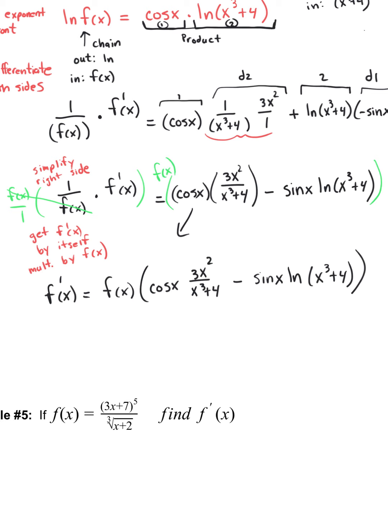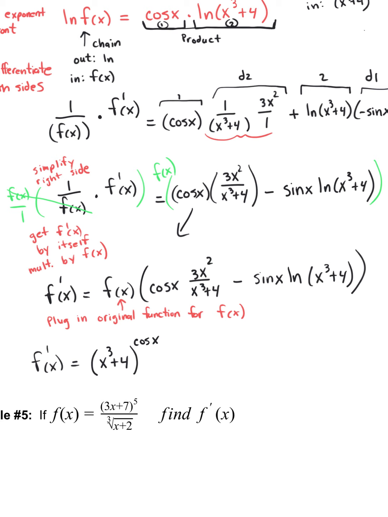All right, now the last step is to plug in the original function right here for f of x. Okay, so, ta-da! The derivative, f prime of x, is equal to f of x. What is f of x equal to? Well, f of x is equal to x to the third plus 4 all to the cosine of x.